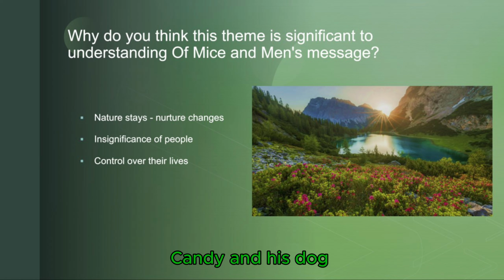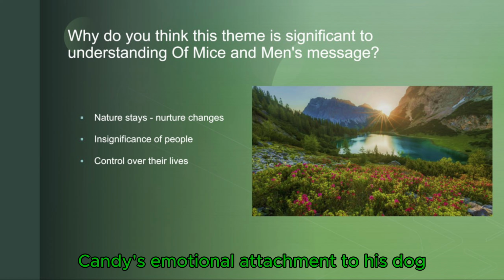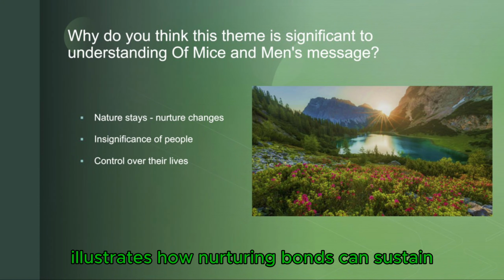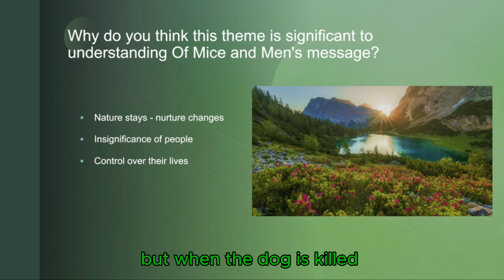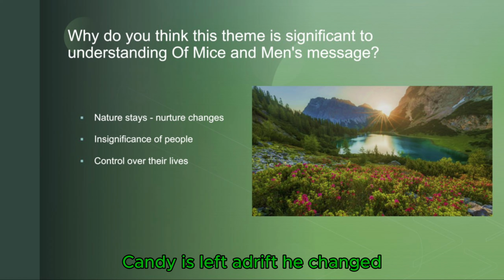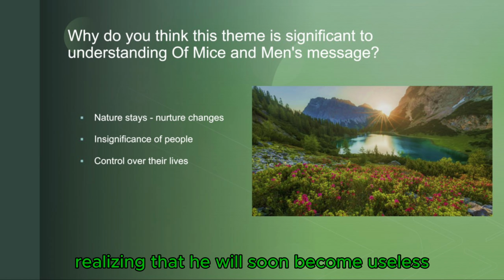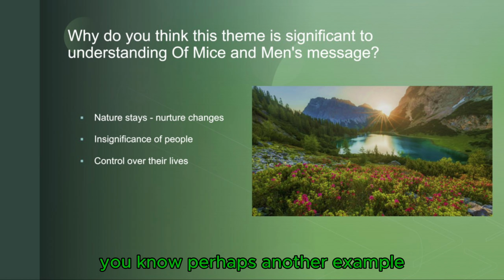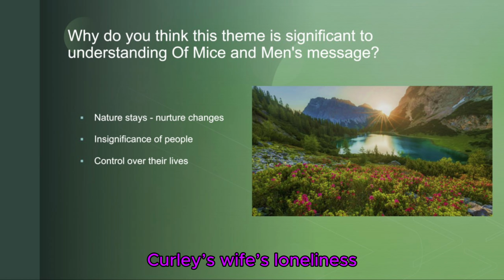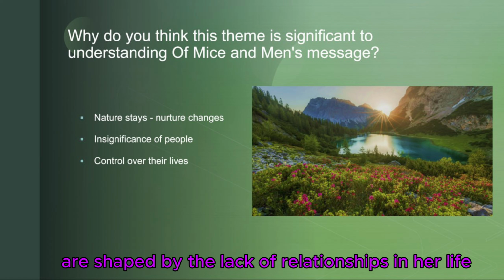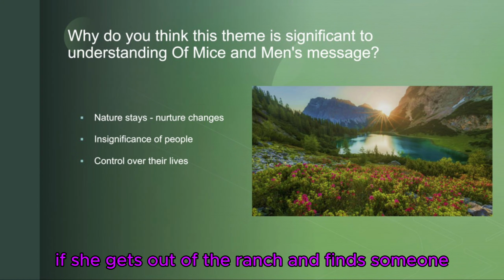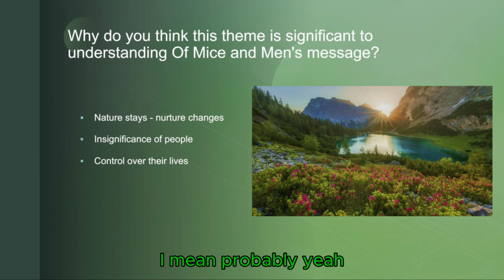Yeah, for instance, Candy and his dog. What about them? Candy's emotional attachment to his dog illustrates how nurturing bonds can sustain hope and meaning. But when the dog is killed, Candy is left adrift. He changed, realizing that he will soon become useless. Perhaps another example? Curly's wife's loneliness. Her behavior and desires are shaped by the lack of relationships in her life. So wouldn't her seek for attention change if she gets out of the ranch and finds someone but Curly? I mean, probably yeah, but we don't know it.